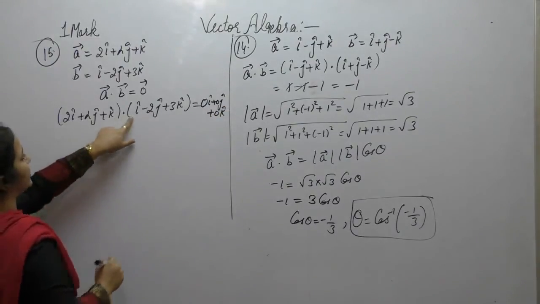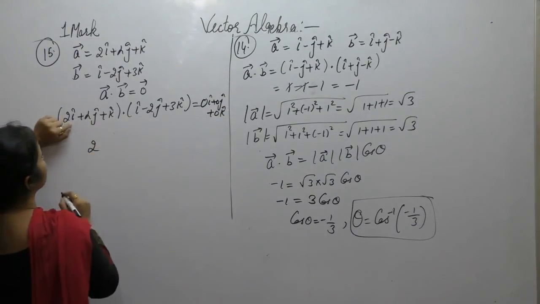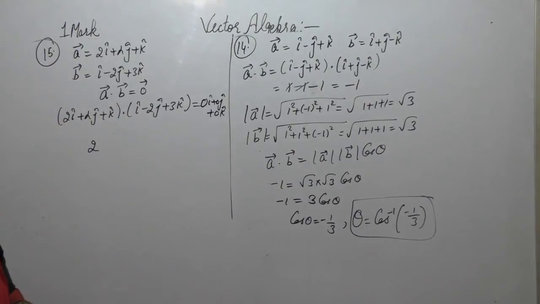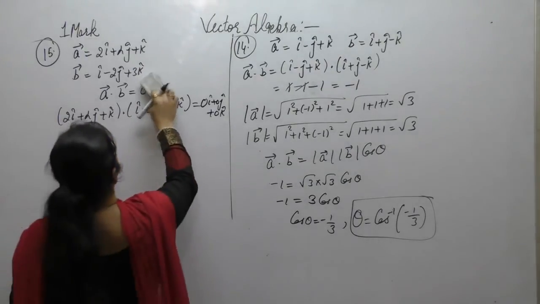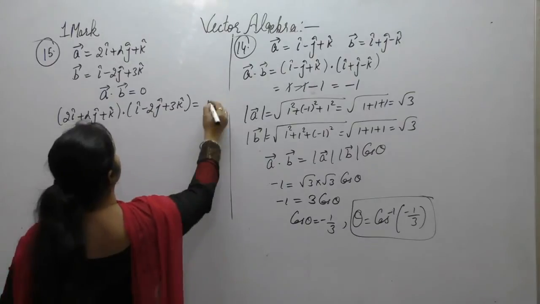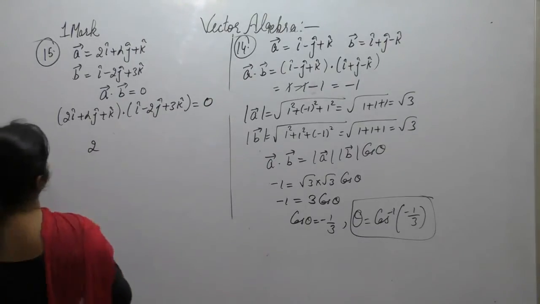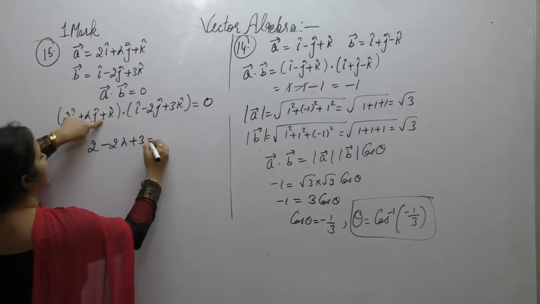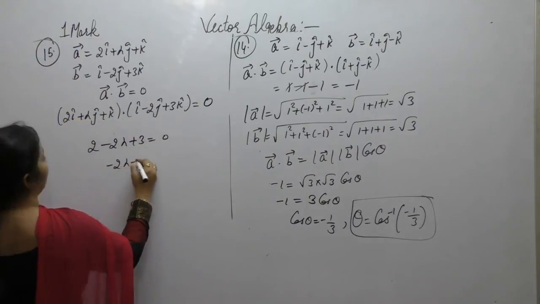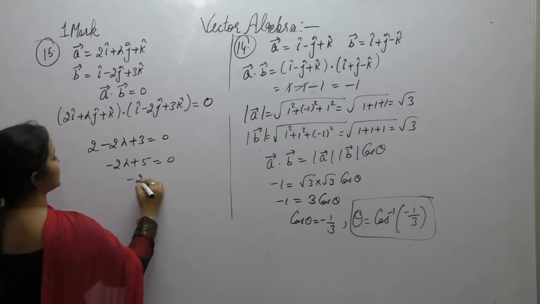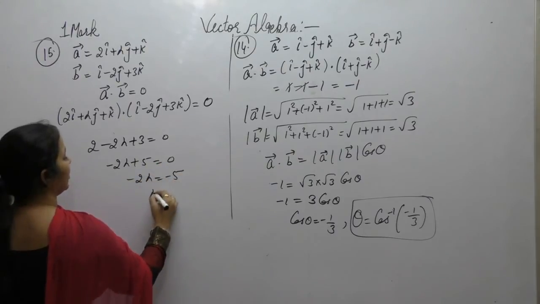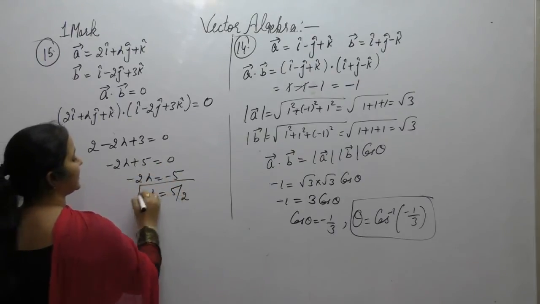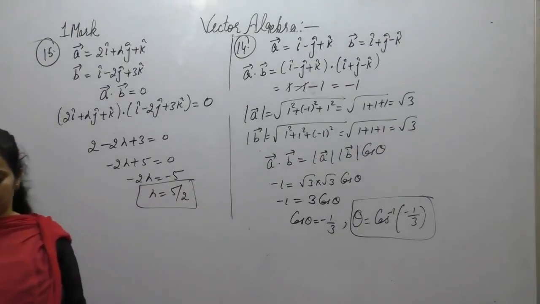Take the dot product: 2 into 1. There is a scalar quantity 0. 2 into 1 minus 2 lambda plus 1 into 3. 3 plus 2 is 5. So minus 2 lambda is minus 5, or we can say that lambda is 5 by 2.